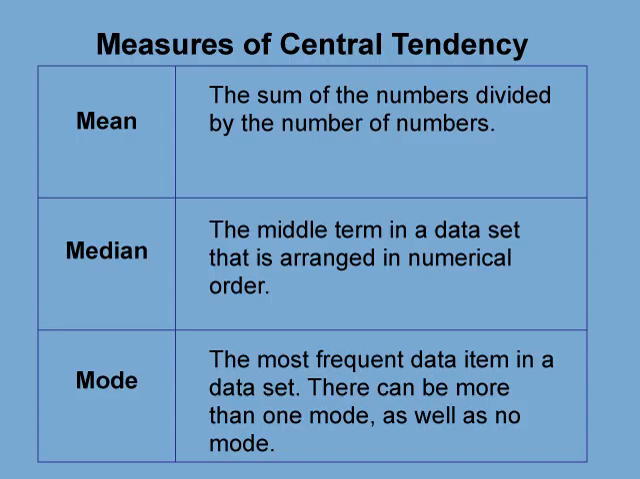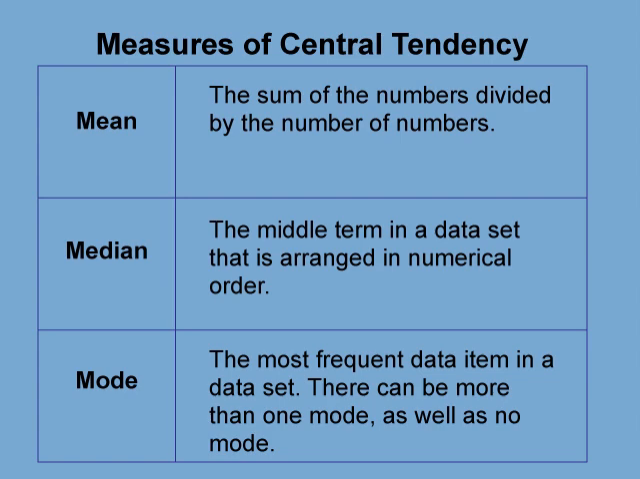The mean is the sum of the numbers divided by the number of numbers. The median is the middle term of the dataset that is arranged in numerical order. With the median, you have to organize and then analyze the data. The mode is the most frequent data item in a dataset. There can be more than one mode as well as no mode. Like the median, to find the mode, you need to organize the data.